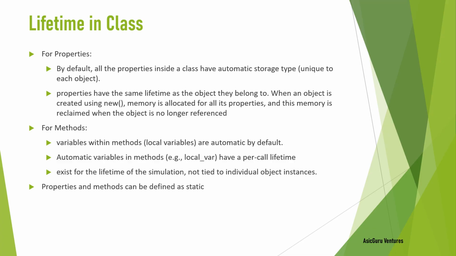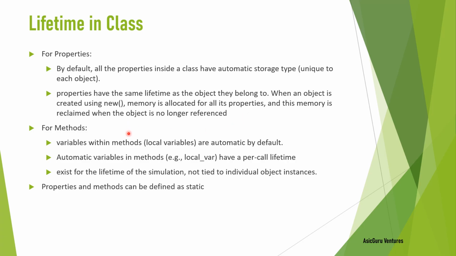Now let's discuss how lifetime works for class properties and methods. Starting with properties, by default every property inside a class has automatic storage type, which means each object gets its own unique copy. And these properties live as long as the object itself. So when we use new to create an object, the memory is allocated for all its properties. And when the object is no longer referenced, this memory is automatically reclaimed.